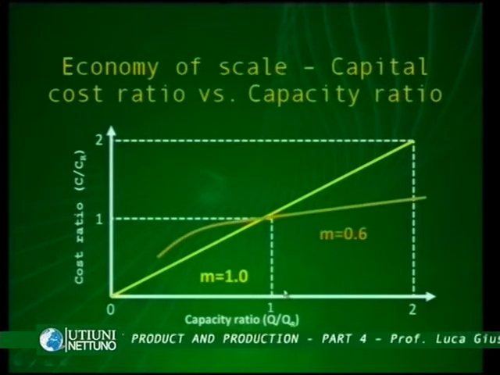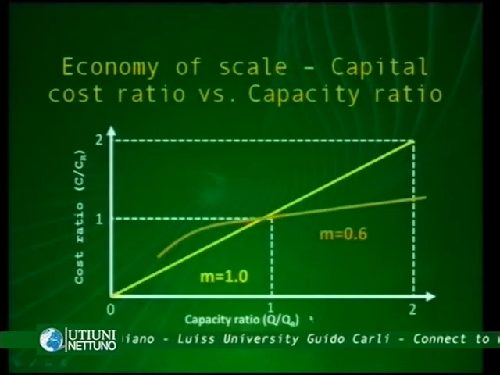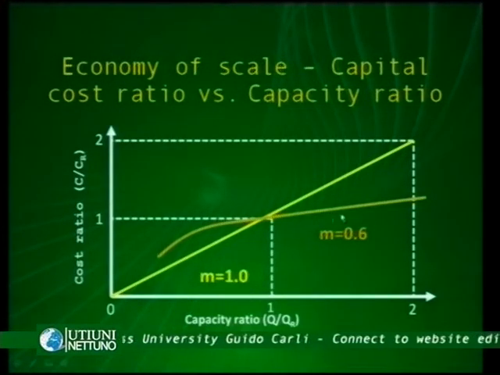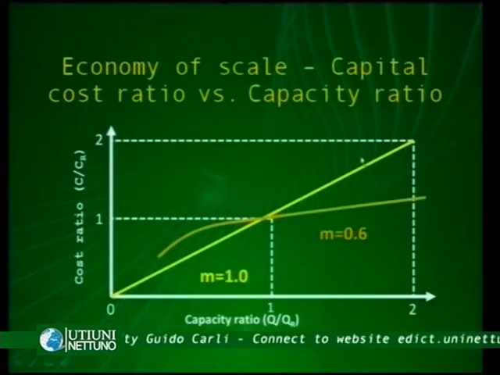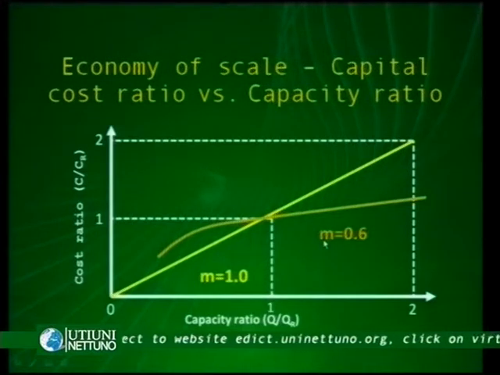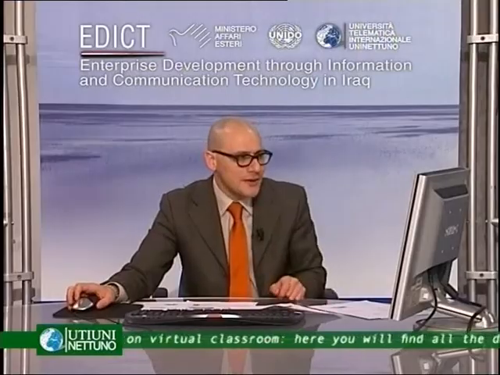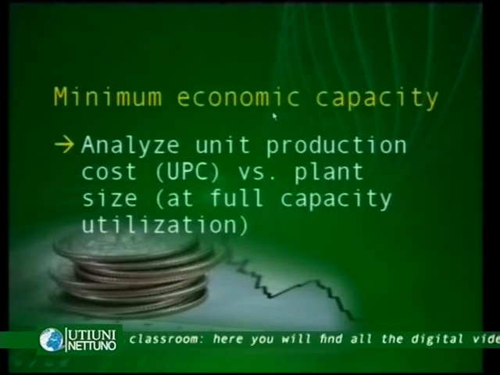That's why the power law does not occur for any possible plant capacity. So if we are between 1 and 2 in this scenario, we might consider the effect of the economies of scale if m is lower than 1. This idea of having a specific range of applicability of economies of scale helps us define the minimum economic capacity.